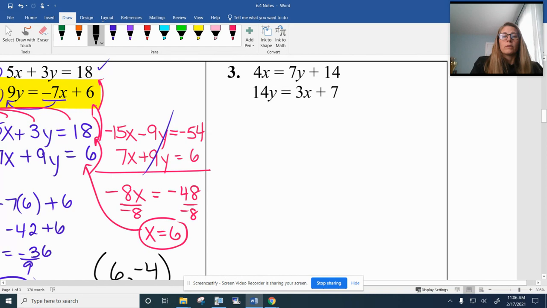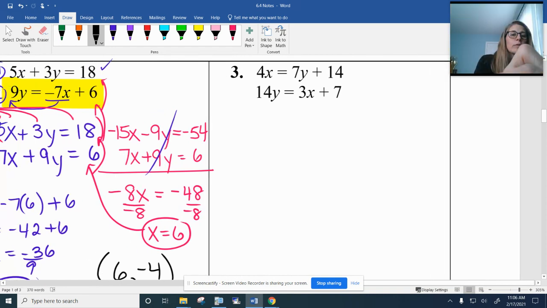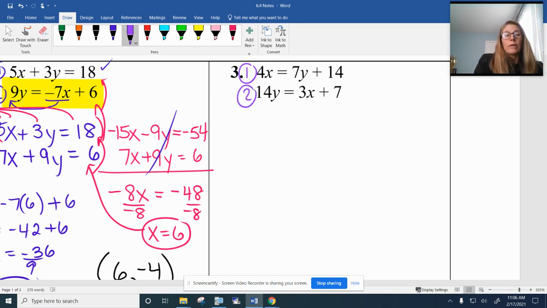All right, and one more. So again for number 3, we have two equations. Both of them need to be rewritten in standard form. So that's the first thing I'm going to do.